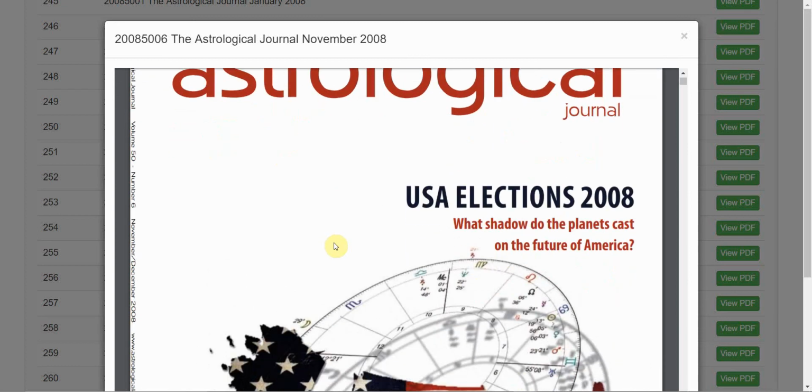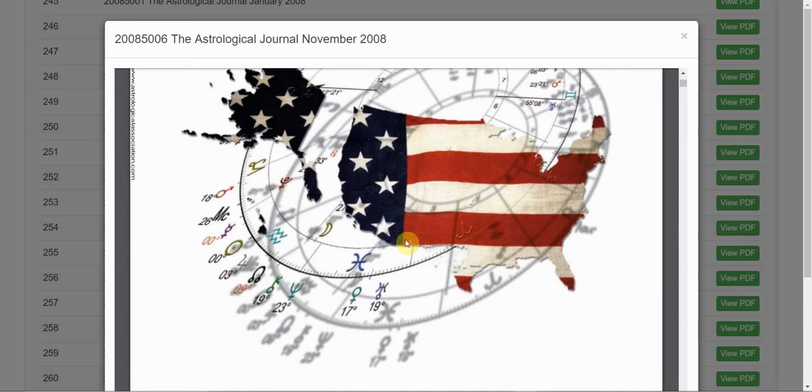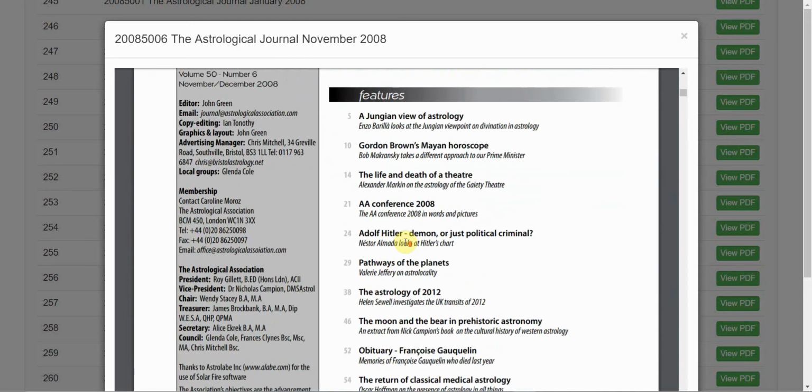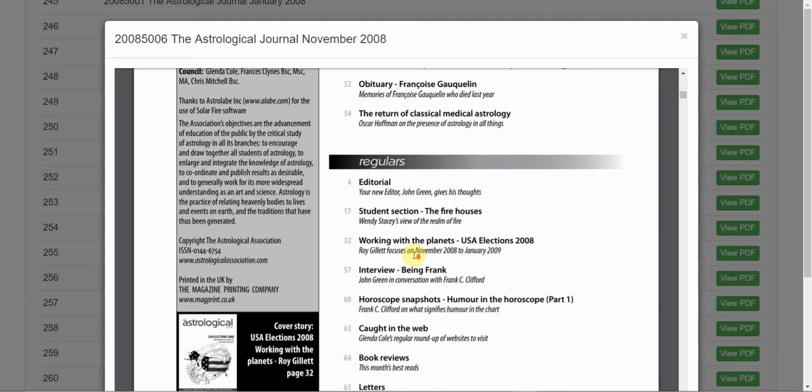This is now an A4 journal. This is the first one that John Green did. You can see the colour is coming in on certain pages, but not all the pages. These are the contents that are in the journal.